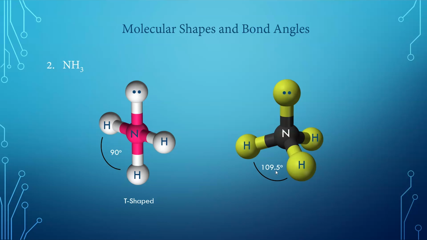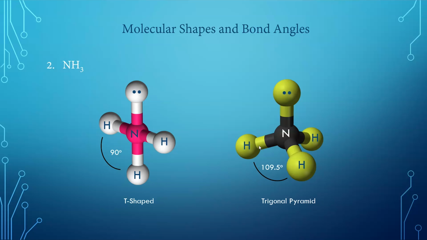The angle won't be exactly 109.5. That only happens if all 4 groups are identical to each other. When there's 2 different kinds of groups, the angle will vary a little bit. Ammonia happens to have a bond angle of 107 degrees. That's not something you need to worry about remembering.